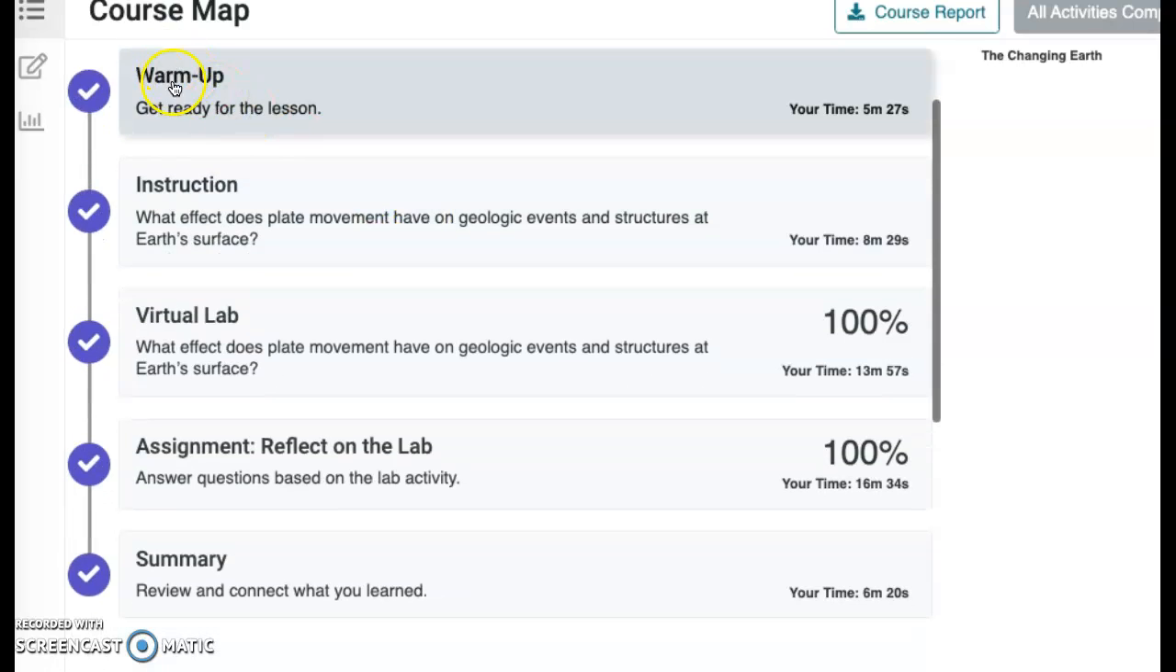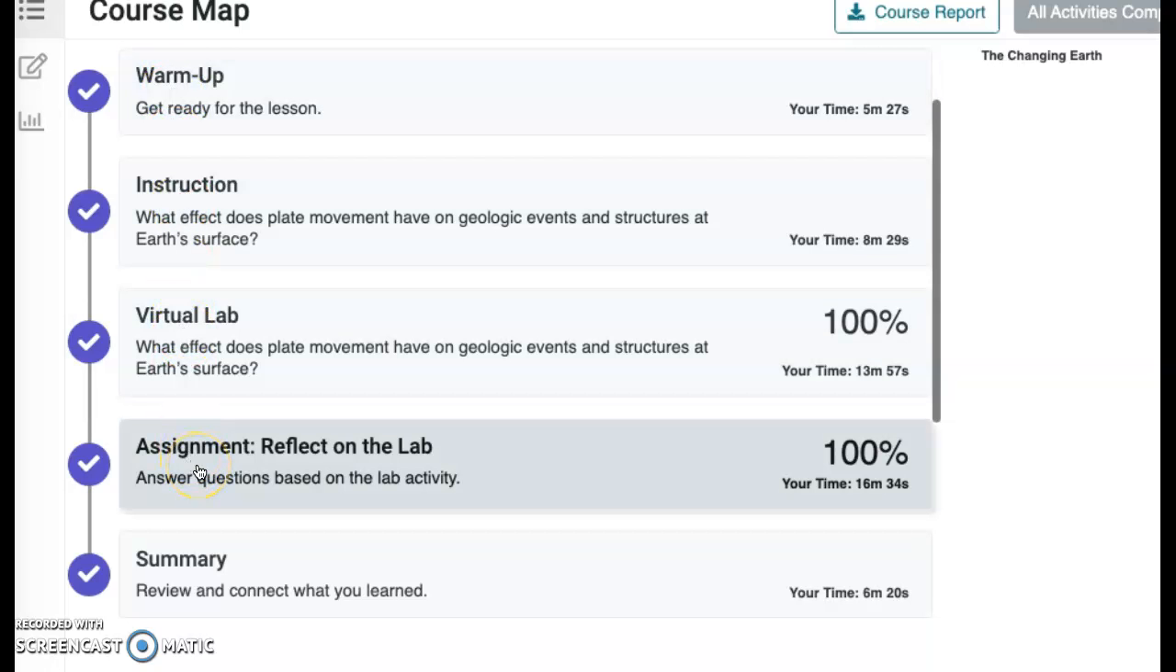You will need to complete the warm-up, instruction, virtual lab, and the assignment on the lab and the summary, all on Monday. It is one lab that goes together.